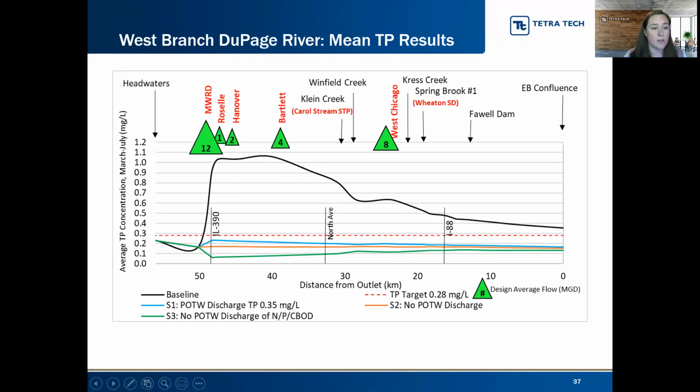So, total phosphorus concentrations on the West Branch. Upstream of MWRD there's very little flow in the stream, and there's not a ton of data. It's ephemeral from time to time. So what we're looking at for the most part along the West Branch is what's happening downstream of MWRD.